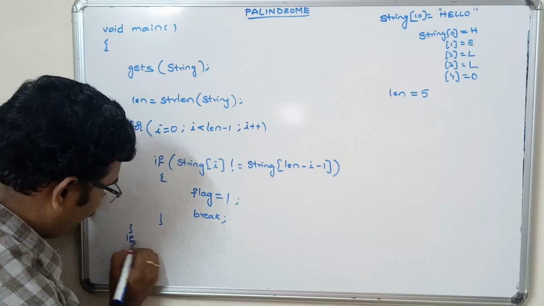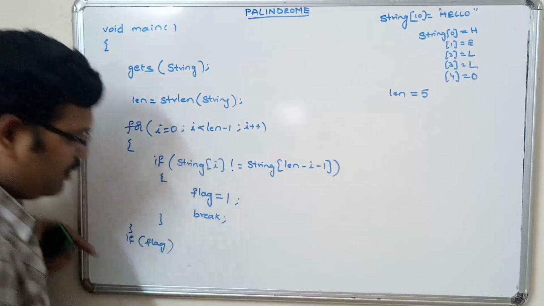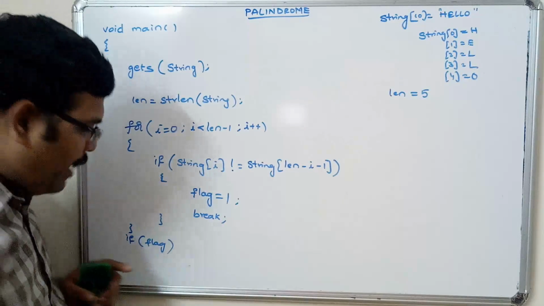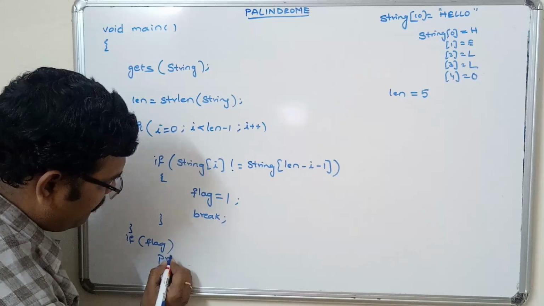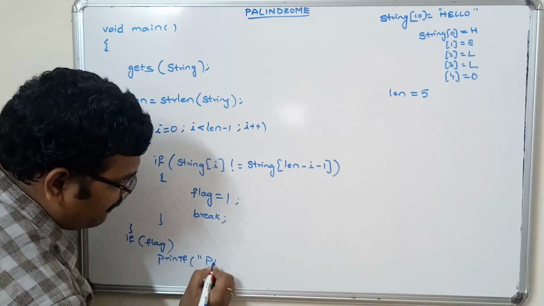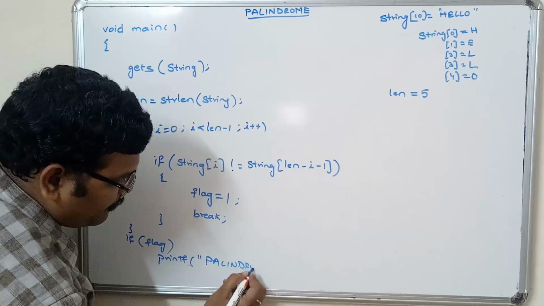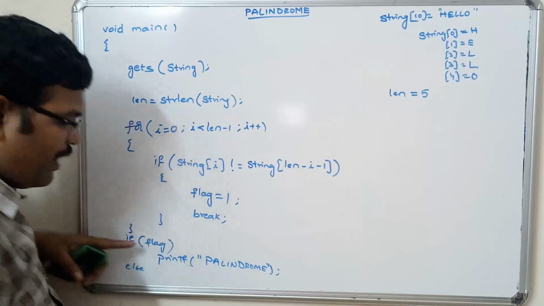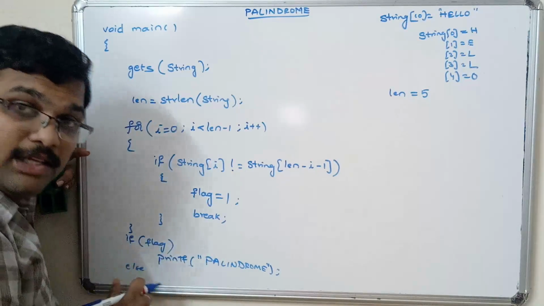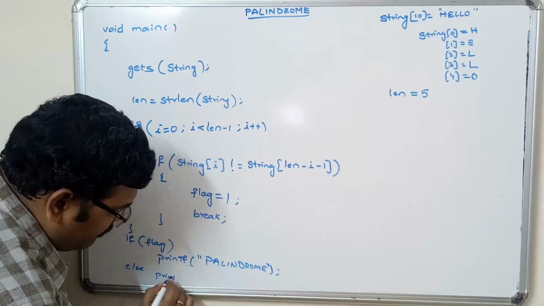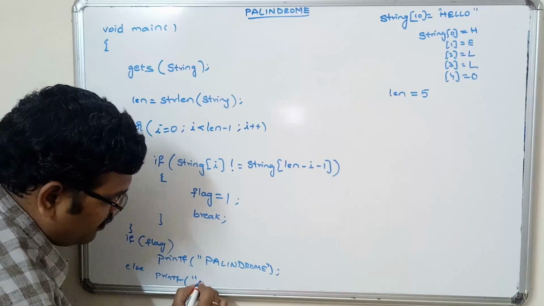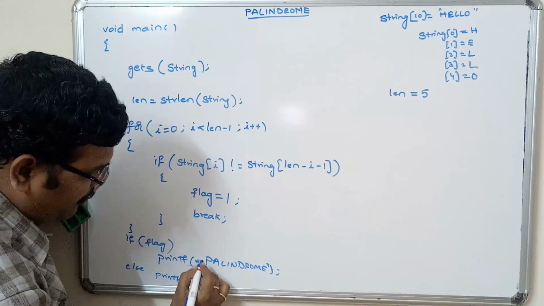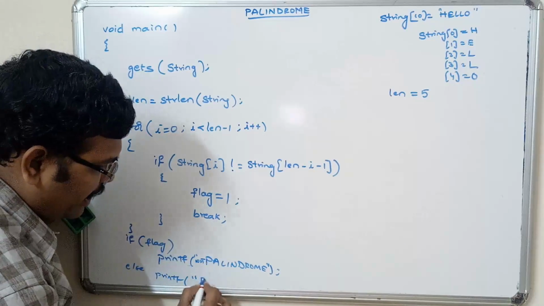Now, if flag is not equal to 0, a non-zero value, we can say printf, it's not a palindrome. Else, if the flag is a zero value, printf, here it is a palindrome.